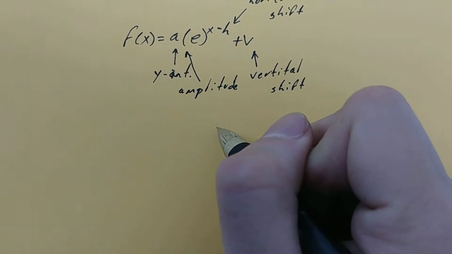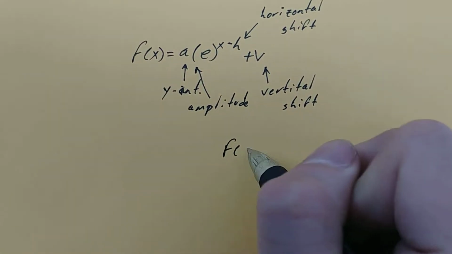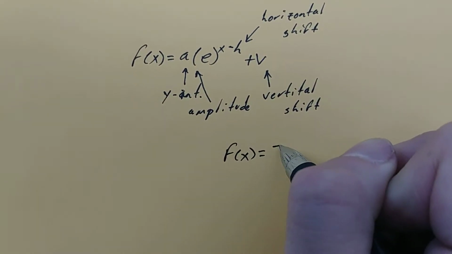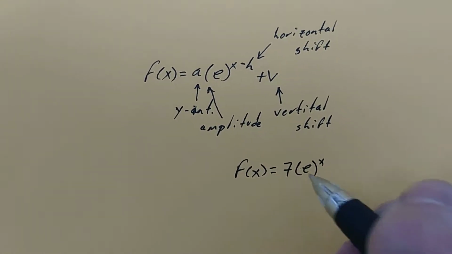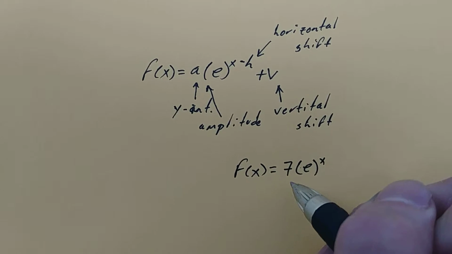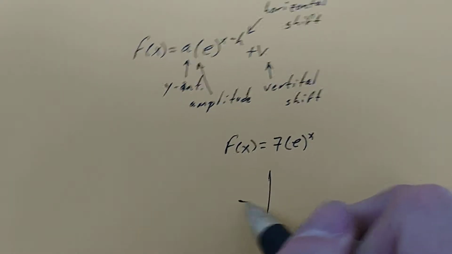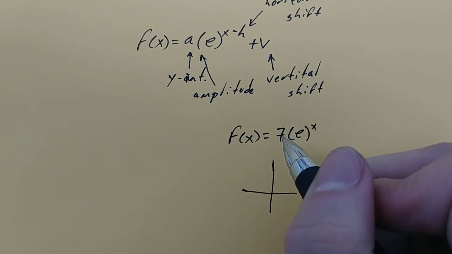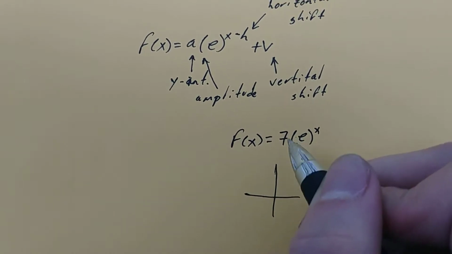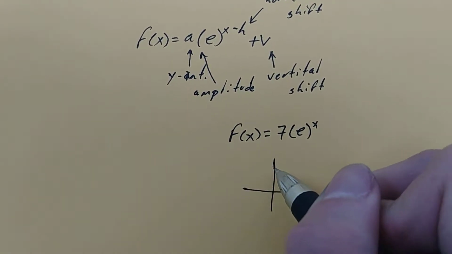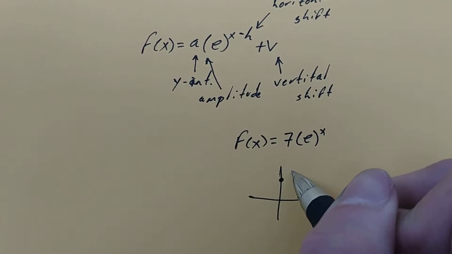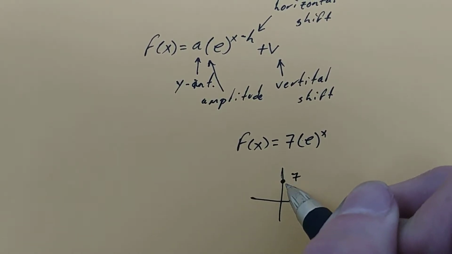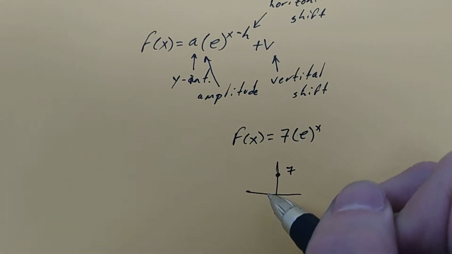So let's say that we have a function f of x given to be 7 times e to the x. In this case, there's only one transformation. This 7, well, on a way, it's on the y-axis. Again, we know this is the y-intercept. So my point is going to be there at 7. There's my point.